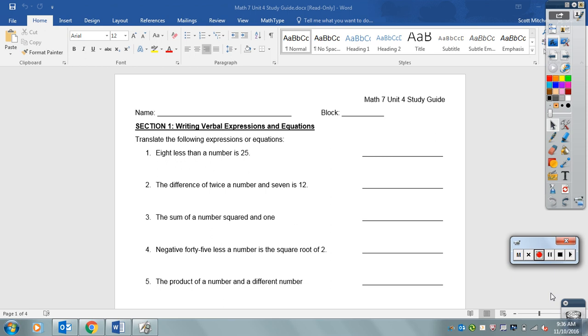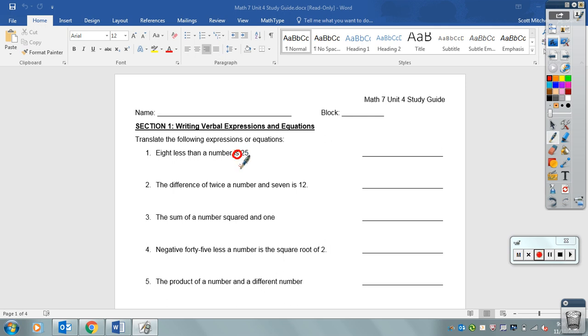This is the Math 7 Unit 4 study guide talking about equations, expressions, translating, solving equations, modeling equations, etc. The first topic in this unit talks about translating, taking English words and writing them into math symbols that essentially represent the same thing.